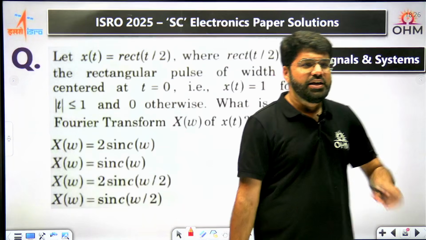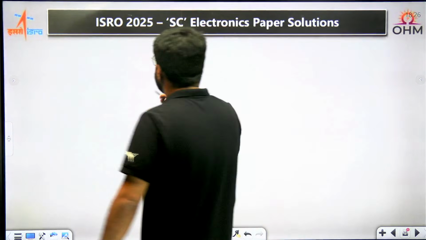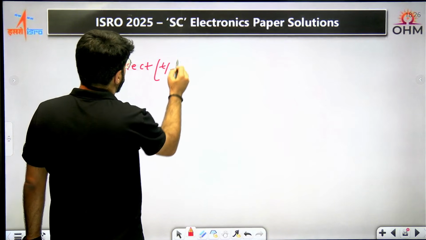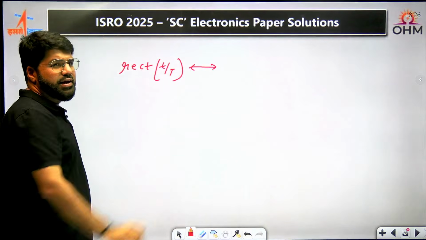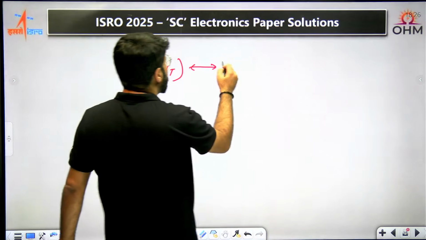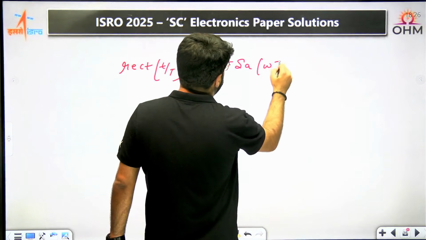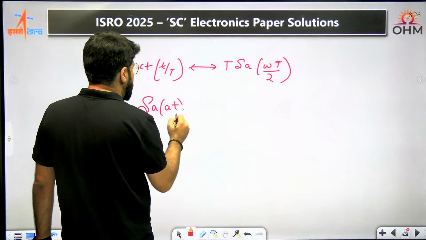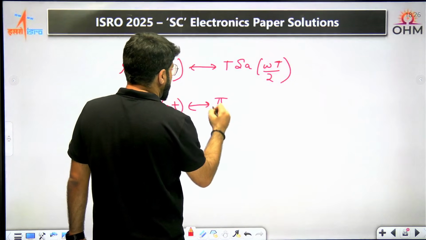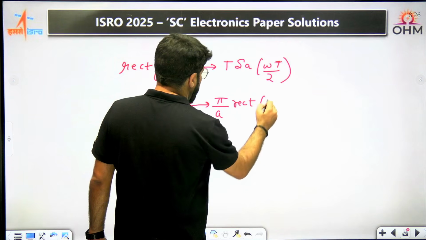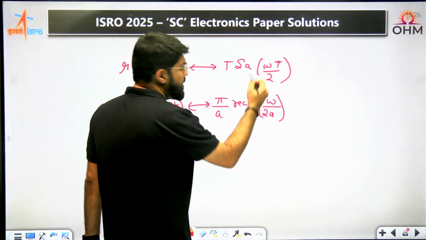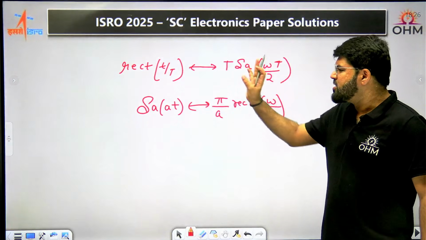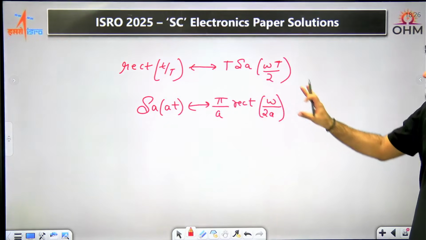Next question. Now see, in time domain rect is given. If I come to rect t by T, I'll write down these two very important formulas. In any competitive exam, directly or indirectly, questions around these are always there. Rect t by T, the Fourier transform is T Sa(omega T by 2). And for Sa(at), what I have written previously, the Fourier transform is pi by a rect of omega by 2a. These Fourier transform pairs are dual in nature. Rect has the transform of a sampling function, and the sampling function has the transform of a rect function.